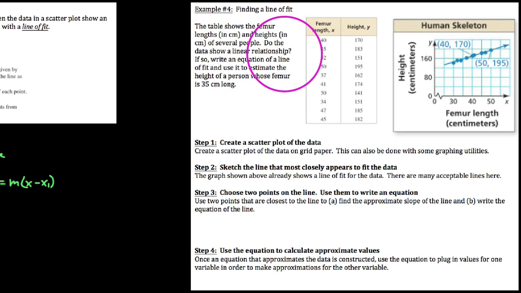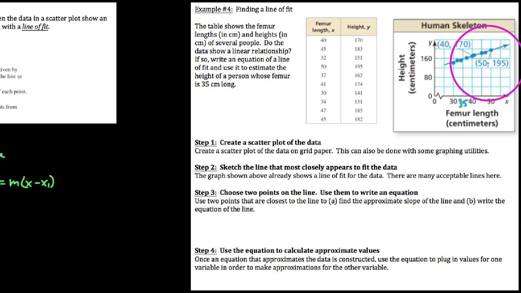So we say, do the data show a linear relationship? Well, I say they approximately do. So we say, if so, let's write an equation of a line of fit and use it to estimate the height of a person whose femur is 35 centimeters long. Now, I'm not saying that we can't just go over to this graph and say, well, 35 lies medial to 30 and 40. If I were to trace this up here, we could get a good guess from the data set about how many centimeters tall this person is. But what we want to do is be very accurate. So you'll notice here, step 1 was create the scatter plot for the data. Now, if I didn't already have this graphed, I would actually have to go make my own graph, okay?